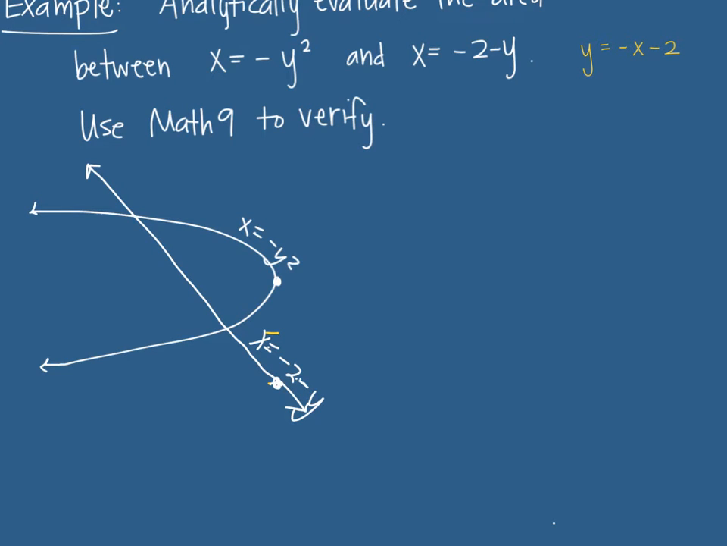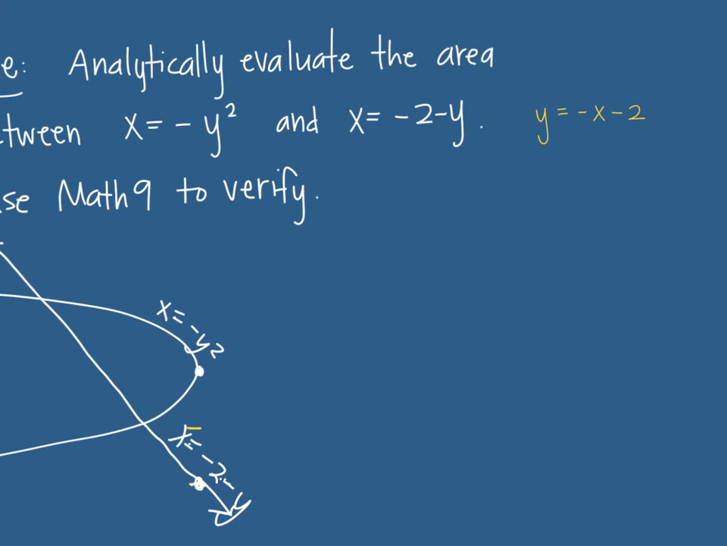Now we want to find the intersection points. And so to find those intersection points, we set these two equations equal to each other. So we'll take the parabola, negative y squared, and set it equal to negative 2 minus y. So algebraically, it shouldn't be a problem to solve these. Let's get rid of all the negatives by dividing through by negative 1, and then setting this equation equal to 0.